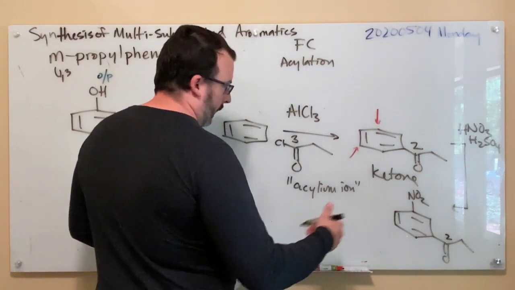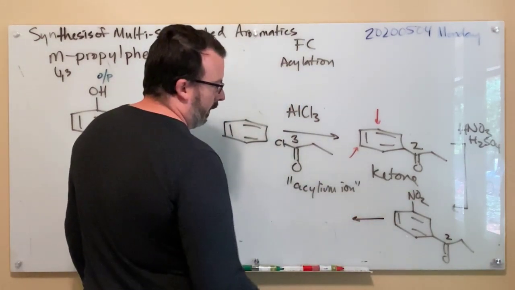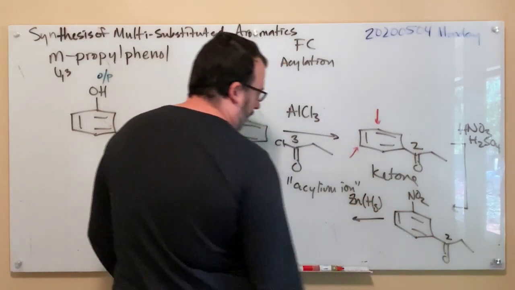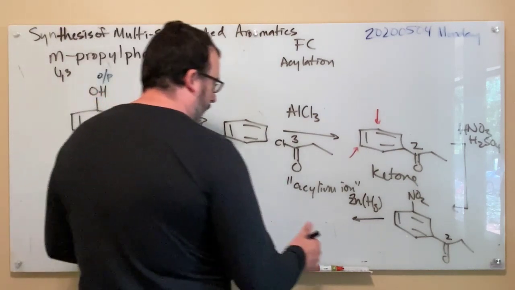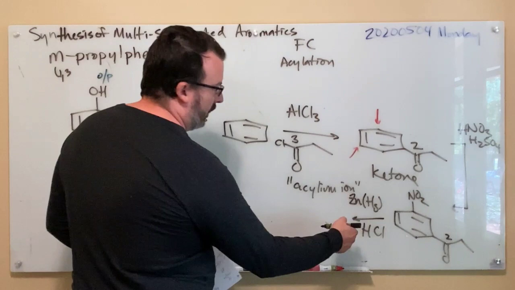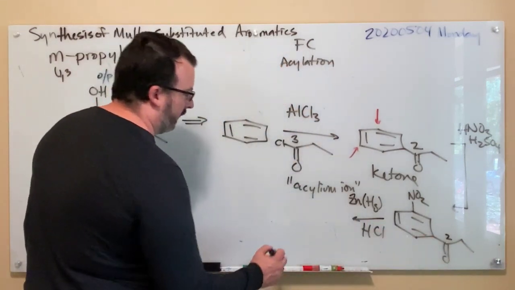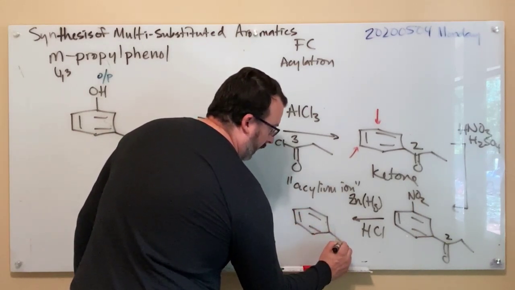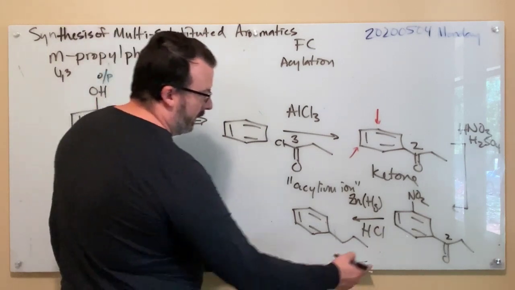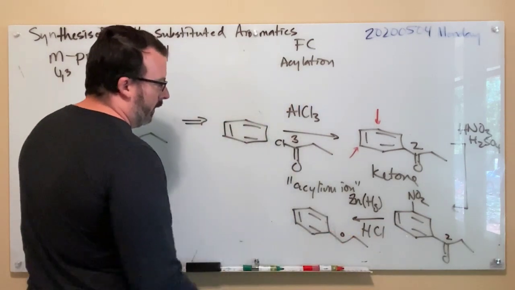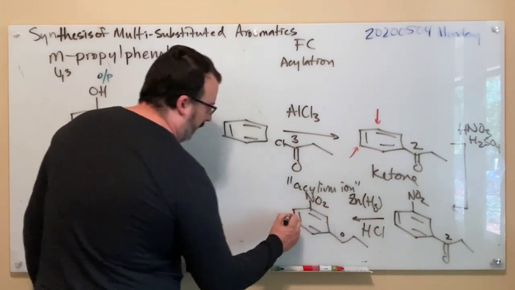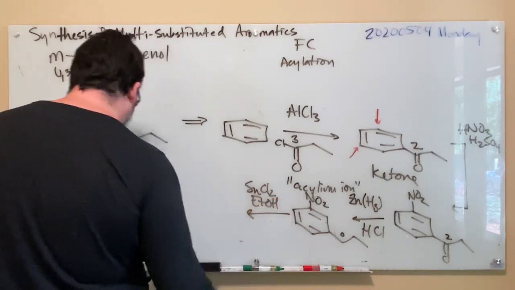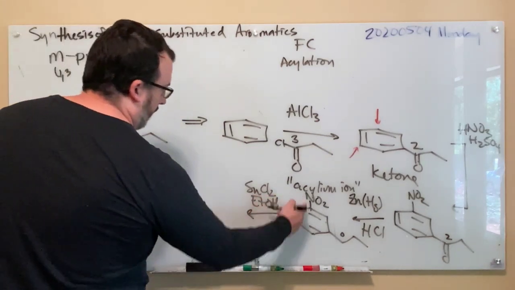So let's go ahead. We'll reduce this with zinc, mercury amalgam, and HCl. So these conditions for reducing a side chain, that's known as the Clemmensen reduction. So we reduced that from 2 to 0. We have our nitro group. Let's use tin dichloride and ethanol. That's reducing that to the amine.